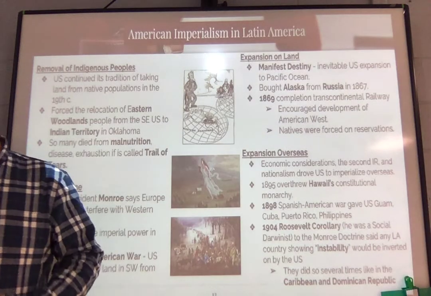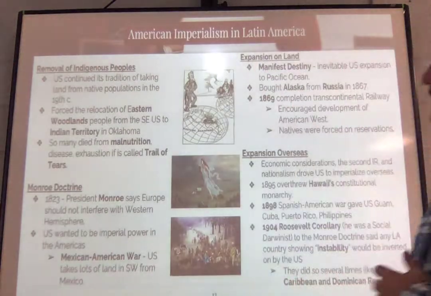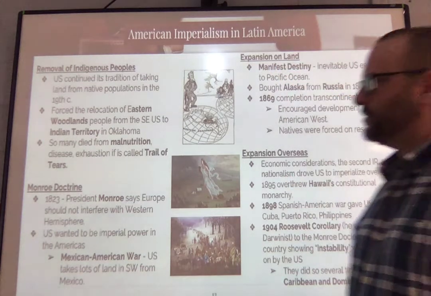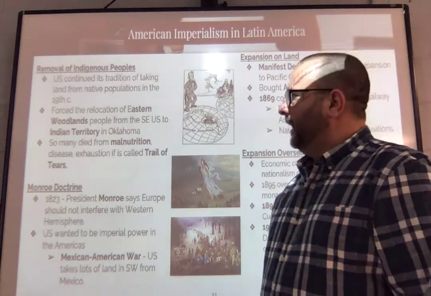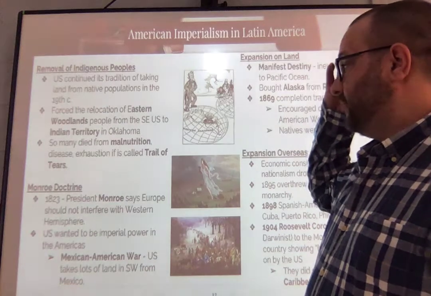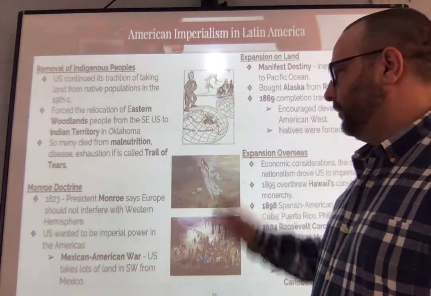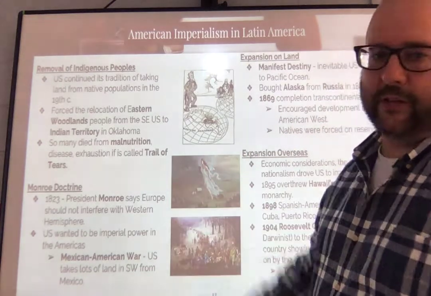So let's look now at American imperialism in Latin America. The removal of indigenous peoples. The U.S. will continue its tradition of taking land from native populations in the 19th century. I hate to word it that way, but it's the honest to goodness truth. It forces the relocation of the eastern woodlands people from the southeast U.S. to the Indian Territory in Oklahoma. And so many will die from malnutrition, exhaustion, and that's called the Trail of Tears.